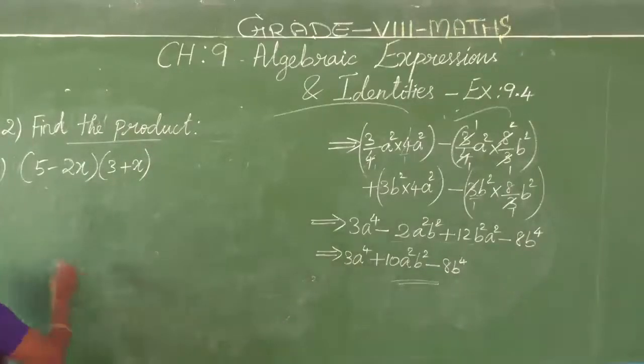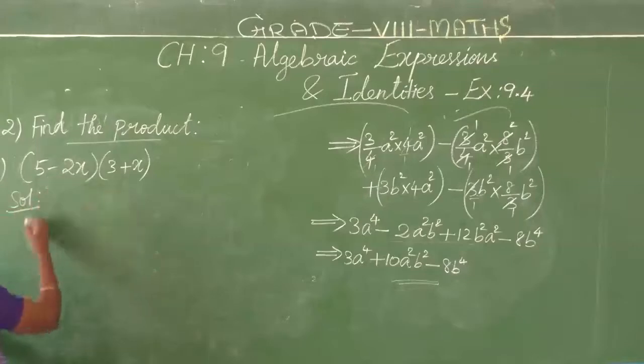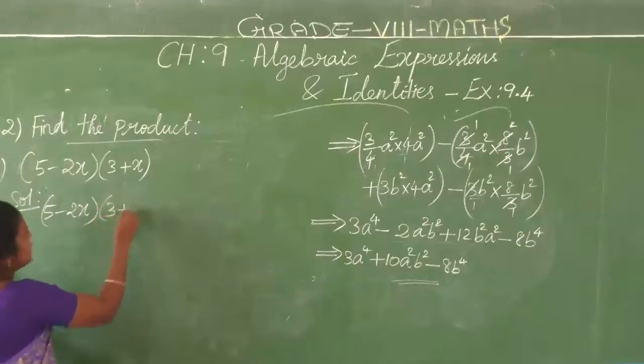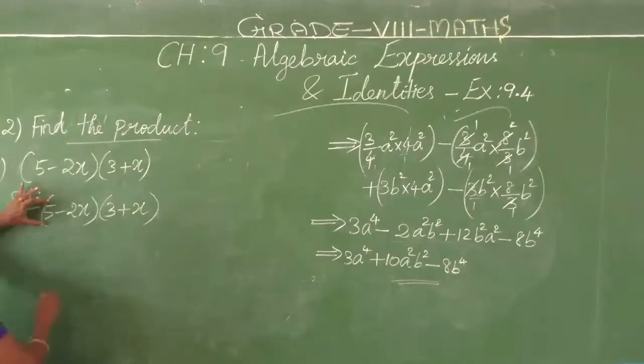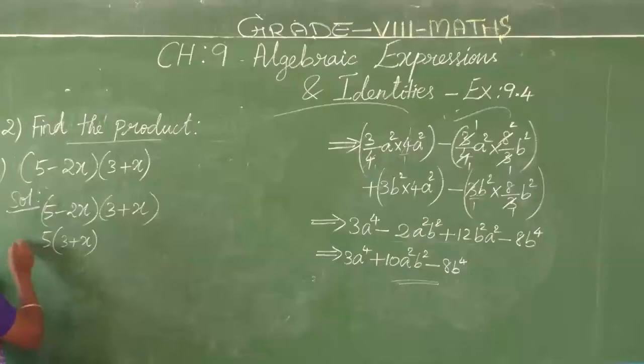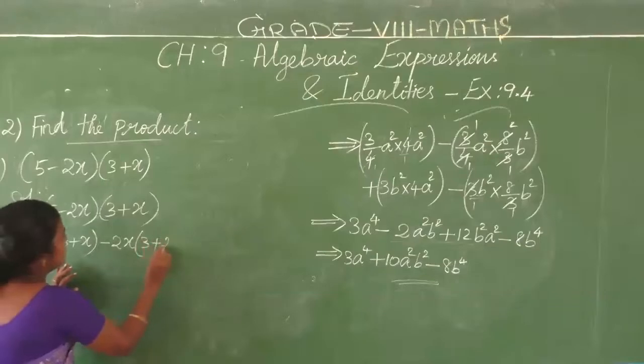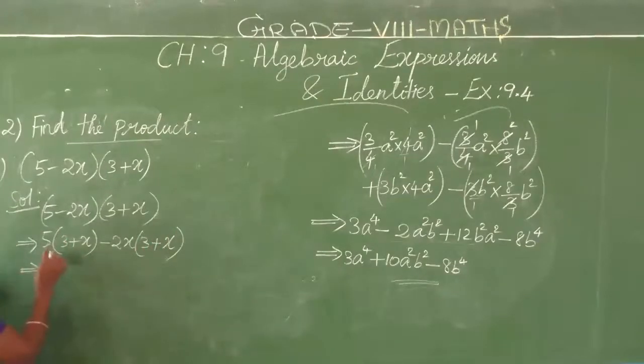What to do? As usual only, how do you multiply? Take down both, 5 minus 2x into 3 plus x. First of all, you have to multiply this first part, 5, by the second binomial whole. So 5 into 3 plus x. Second part with the sign you have to take, minus 2x into the whole binomial. Okay, minus 2x into 3 plus x. Here 5 into 3 plus x minus 2x into 3 plus x.